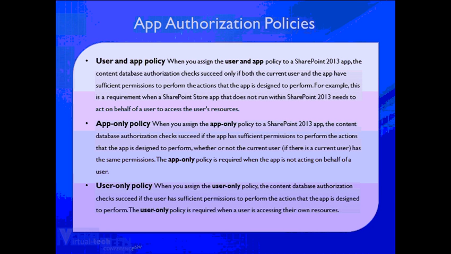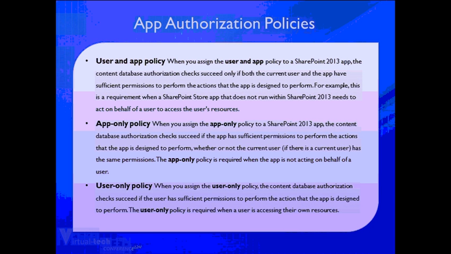We have three policies: user only, app only, and user and app. What the app model tries to solve is an important problem: we wanted a mechanism for delegation for a piece of code in SharePoint 2010. I want a piece of code that needs to run on behalf of the user, whether or not the user has the permissions to do certain things. That is now possible.